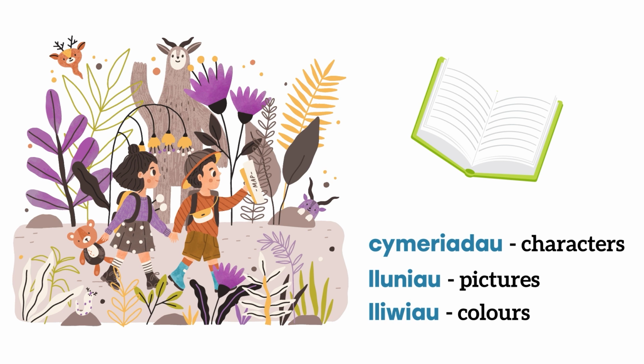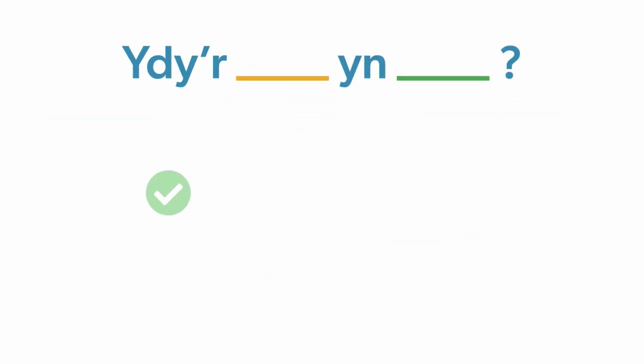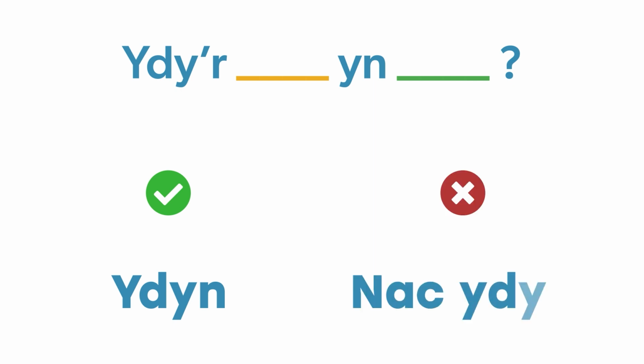And as these three items are plural, meaning there are more than one of them, your answer to each question would be ydyn, yes they are, or nac ydyn, no they aren't.